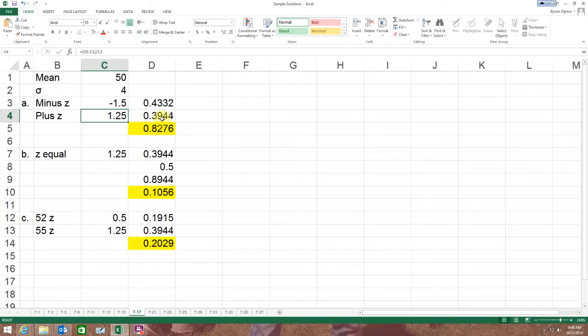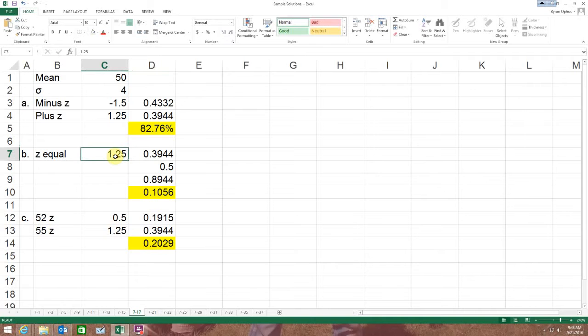So if I look at the chart just like the one on page 222, I'm adding those then. So there's an 82.76% chance that I would pick a value randomly that would fall between those two values. Then moving on to B, it says compute the probability of a value greater than 55.